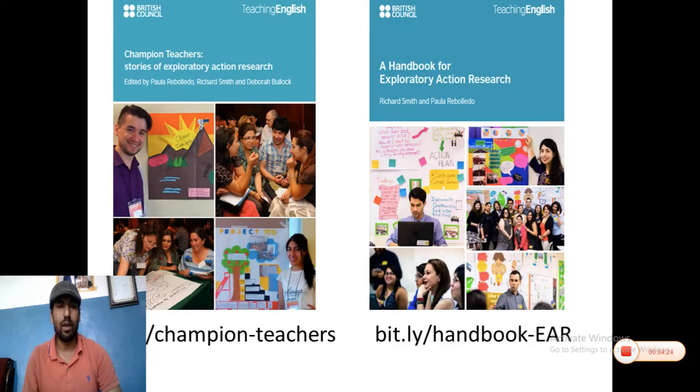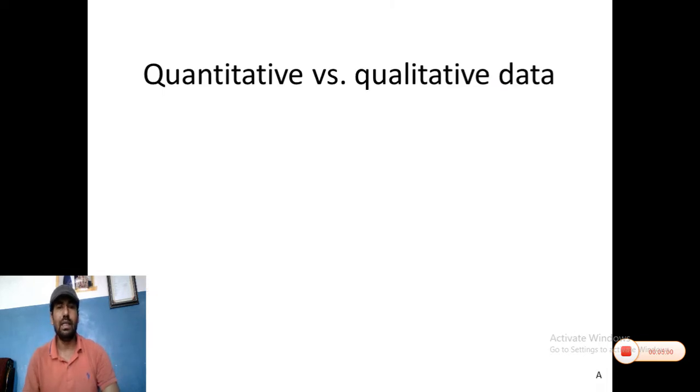For further help, we can see the book Champion Teachers: Stories of Exploratory Action Research. This is one book. I have already given you the link, and some of the mentees have already printed and read it many times. Some of you may not have downloaded it yet, so you can download it now. Another book is a Handbook for Exploratory Action Research that is prepared by Richard Smith and Paula Robledo. And quantitative versus qualitative data, let me talk about this here.